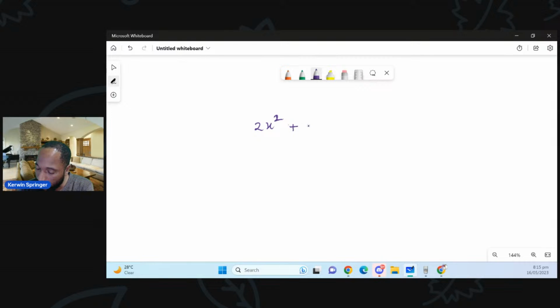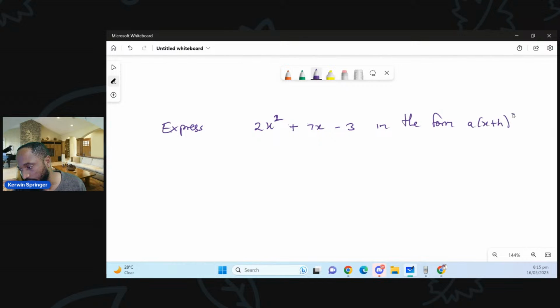2x squared plus 7x minus 3. This is going to be yucky. Express 2x squared plus 7x minus 3 in the form a(x plus h) squared plus k. So, use your knowledge of completing the square.